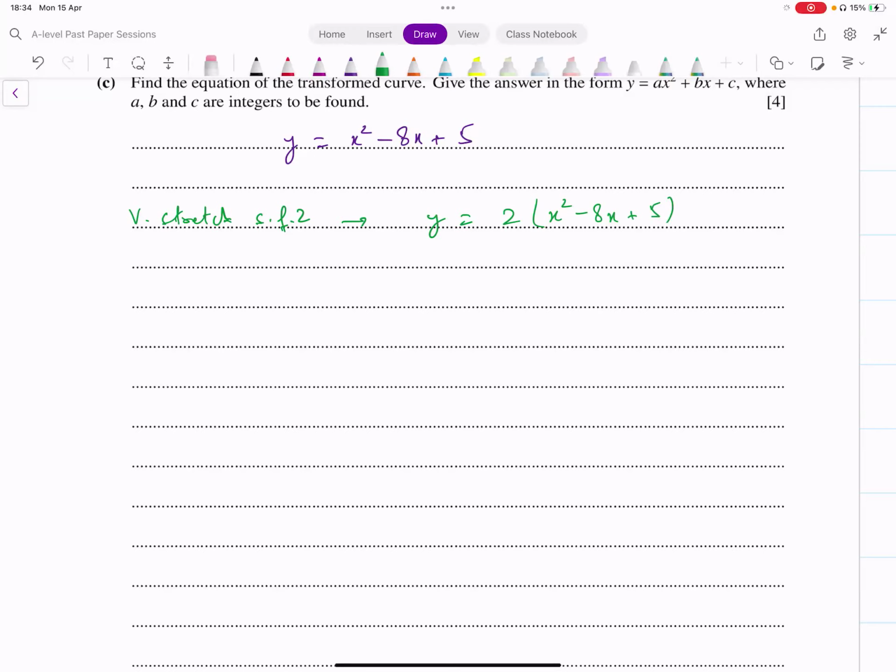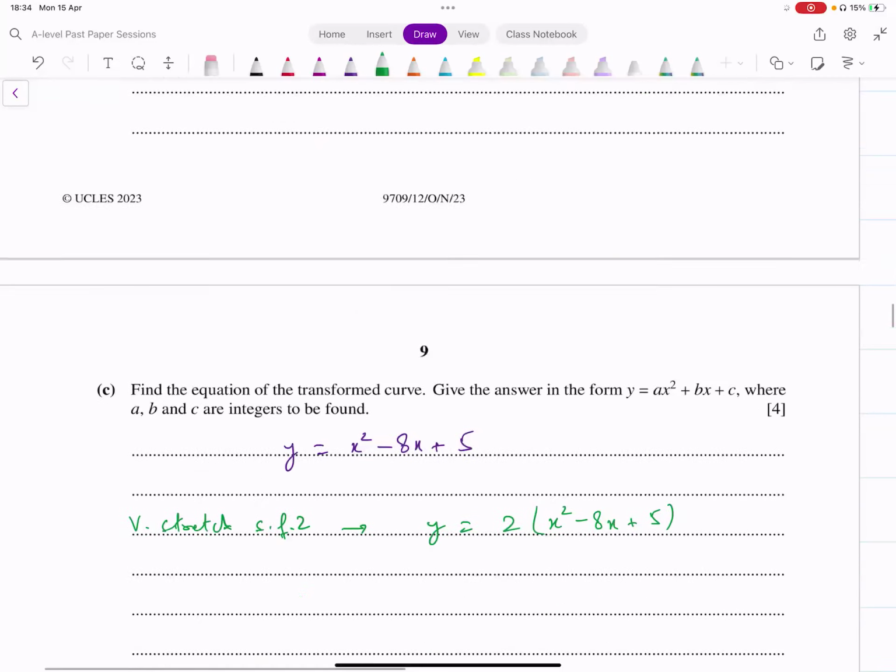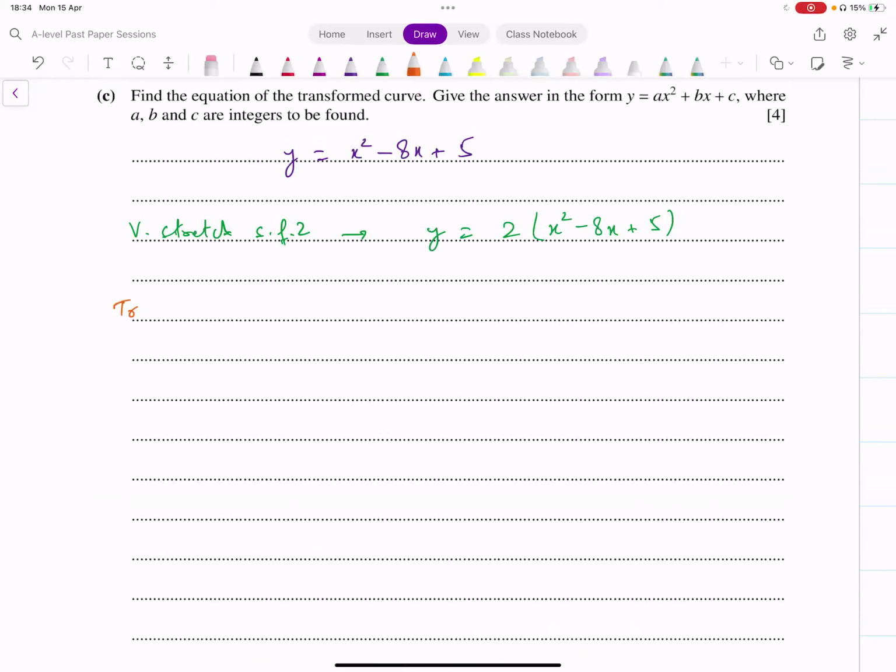Okay. Then there's a translation. Translation is 4, 1. Now, what happens when that translation is done? 4 is the horizontal transformation. 1 is the vertical transformation. Vertical transformations are easier to deal with, so let me write down the vertical result first. It's going to be 1 added to the whole function like this, right? For vertical transformation, this is all that happens. 1 gets added to the whole thing.